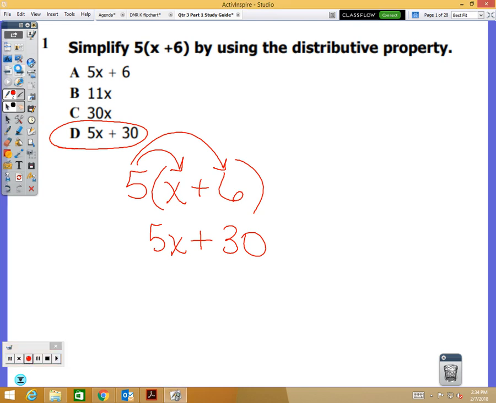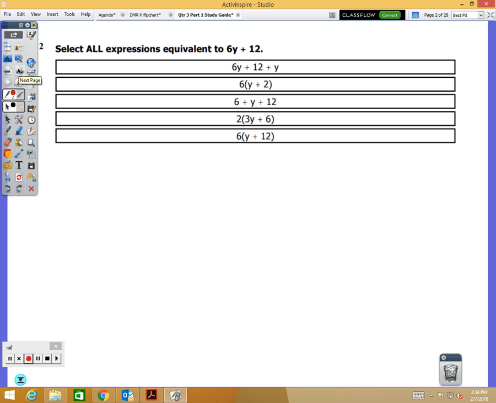All right, number 2. Select all expressions equivalent to 6y plus 12. So if you're looking at each one of these expressions, this first one, you could combine the like terms 6y and y, and that would give you 7y plus 12, which is not the same thing. So definitely not the first one. In the second choice, you would distribute the 6. So 6 times y would give you 6y, and 6 times 2 would give you 12. And that is a good one. So you want to choose the second one.